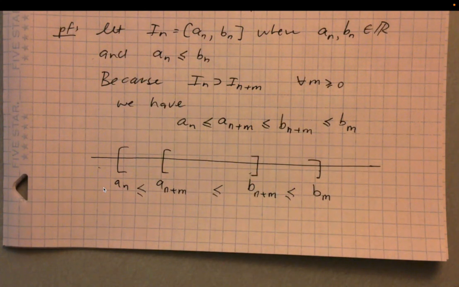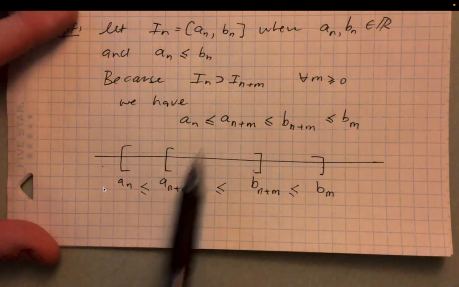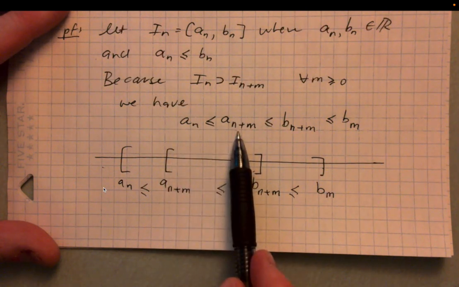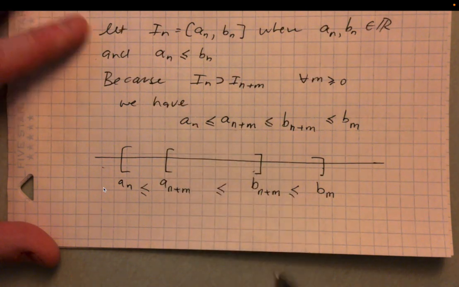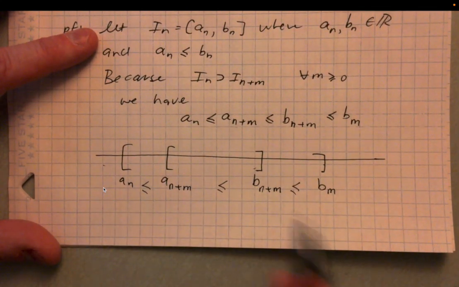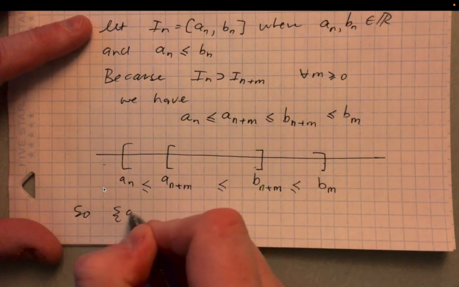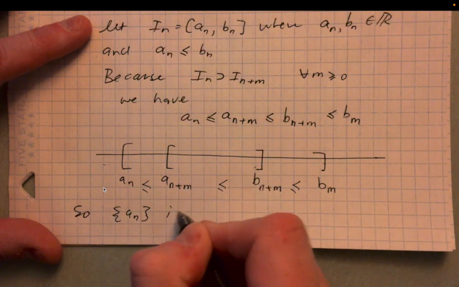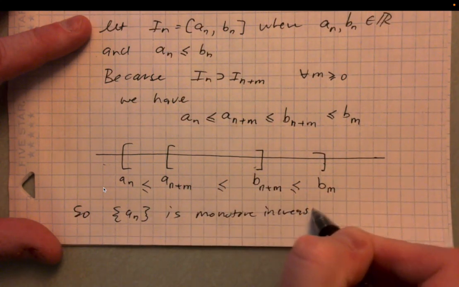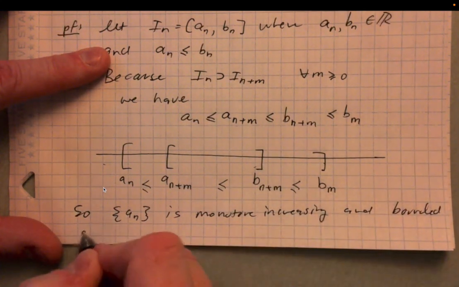Okay, all right, and so what does that mean? Well, m could be 1, so this is basically implying that the A sequence is monotone increasing and bounded above by basically all of these B's. So A sub n is monotone increasing and bounded above.